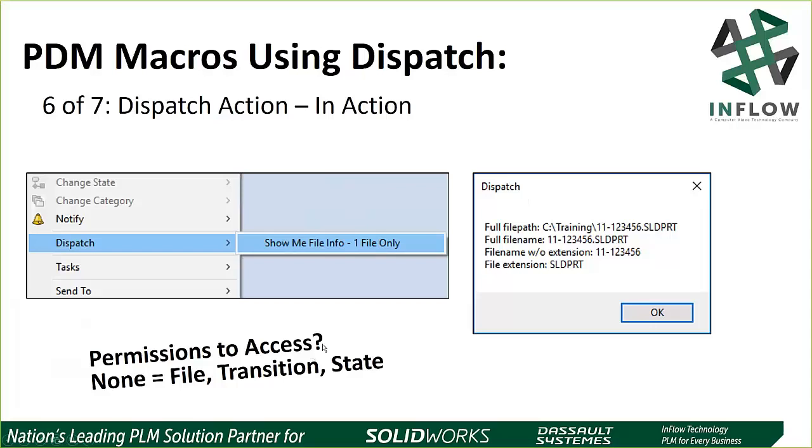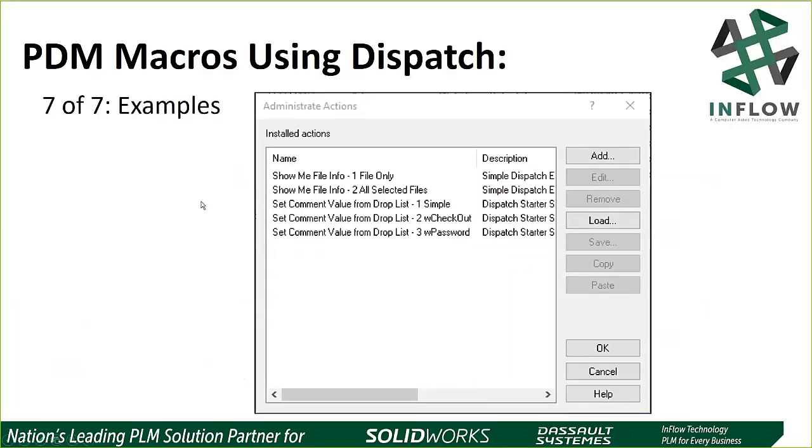So I'm going to show you some different examples. We already did the first one to show you info for one file. I'm going to take it up a notch and say, well, I'd like to see info for more than one file. Typically, we want to run an action on more than a single file at a time. So how do we handle that? And then we'll work our way up from there. I'm going to load these because I've already got them created. Make life a little bit easier for myself.